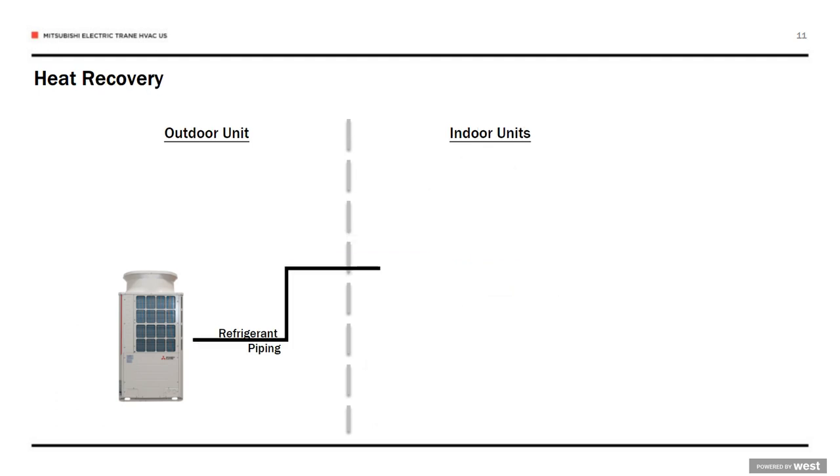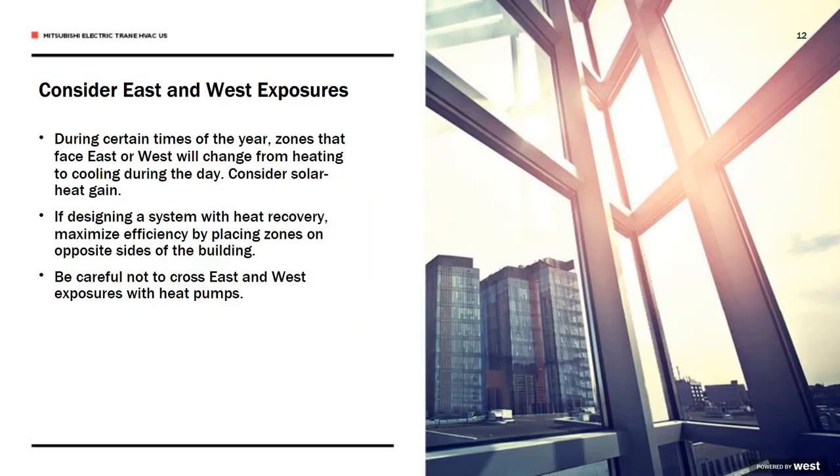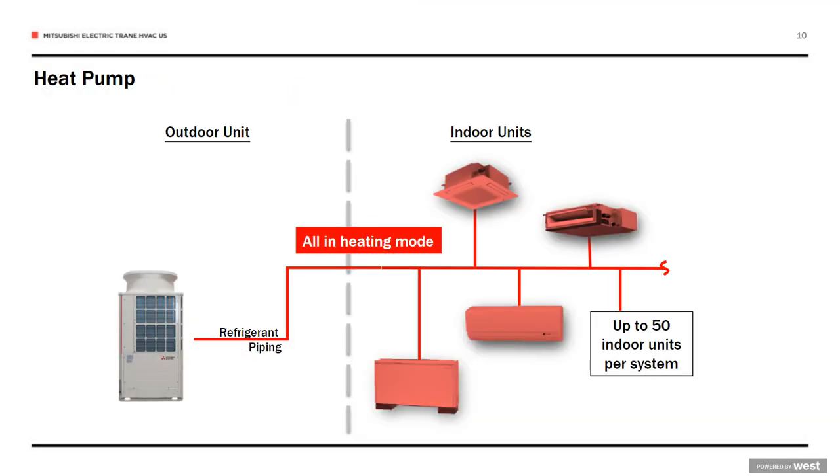The Cadillac of VRF systems is actually the heat recovery system. In this particular case, what we do is we introduce basically a refrigerant switch. It is called a branch circuit controller, and it's sort of in the middle between the outdoor unit and the indoor units. And what this allows is for, back up here.